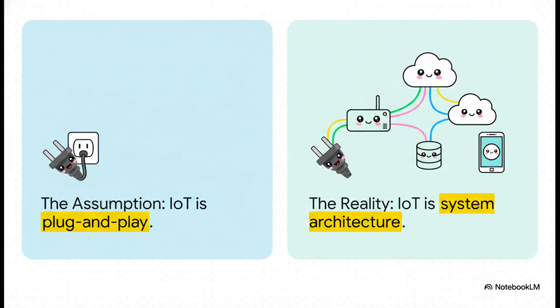You see, we all kind of assume it's just a simple plug-and-play gadget, a piece of hardware. But the reality? That IoT device is just one single piece of a much, much larger puzzle. We're talking about a whole system architecture. It's not about just plugging one thing in. It's about making all these different complex parts talk to each other and work together perfectly.